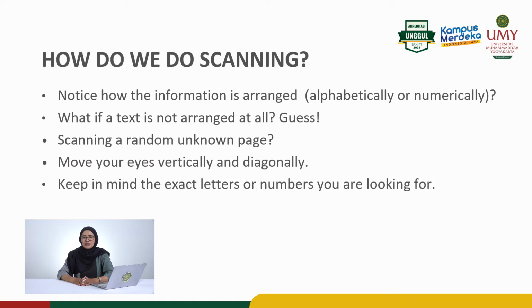Now there are more strategies. First, notice how the information is arranged. Is it arranged either alphabetically or numerically? What if a text is not arranged at all? You have to guess a section and scan it through to get your information. Scanning a random unknown page of a text is difficult and time-consuming. What should you do? You should move your eyes vertically and diagonally. Keep in mind the exact letters or numbers you are looking for.